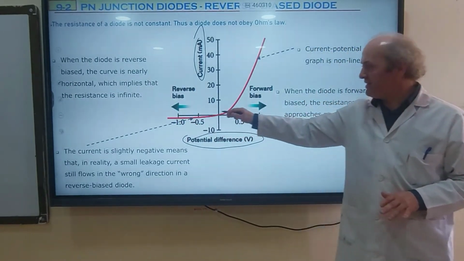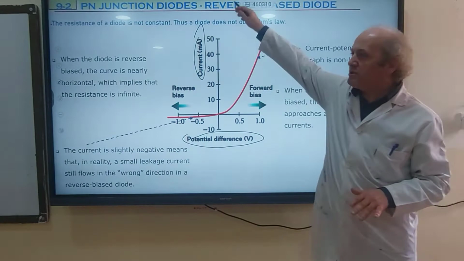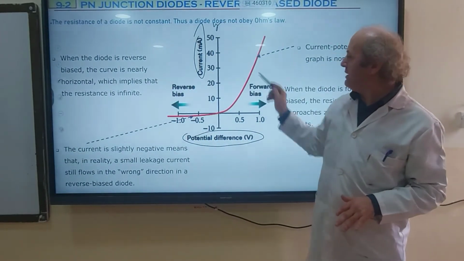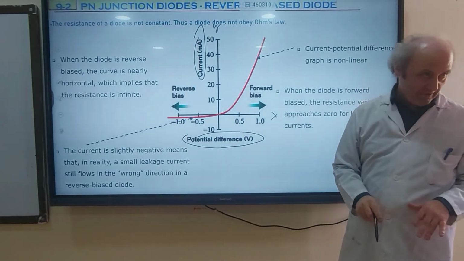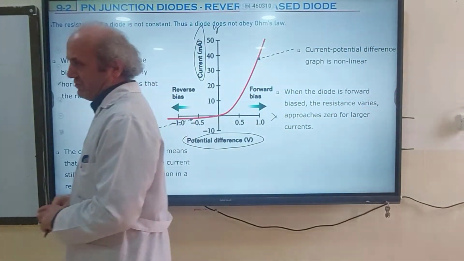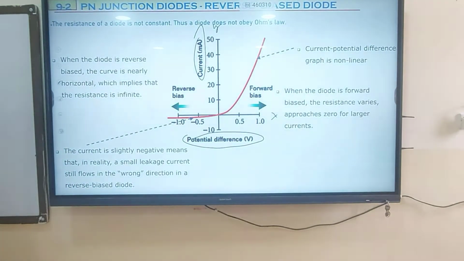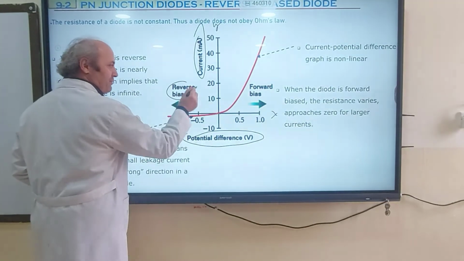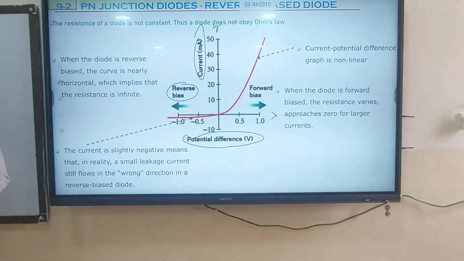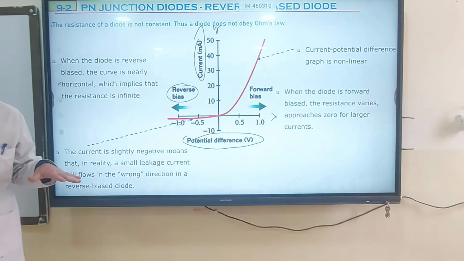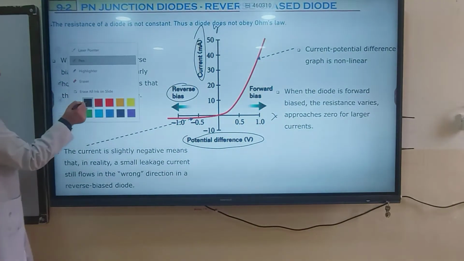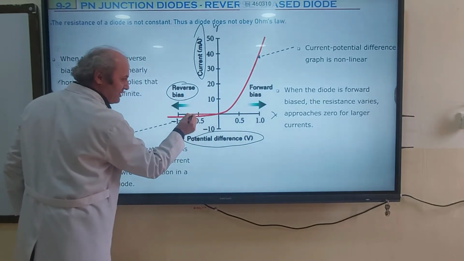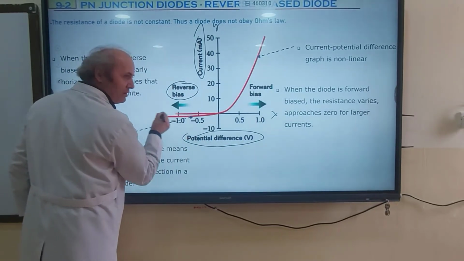Potential difference is given on the horizontal axis, and electric current on the vertical axis. The y-axis is current, the x-axis is potential difference. There are two types of connection for diodes. One of them is reverse biased, the other is forward biased. This side is reverse biased. If the diode is reverse biased, we know that electric current is zero. If I draw the graph in red, the normal electric current in reverse bias must be zero, like this.